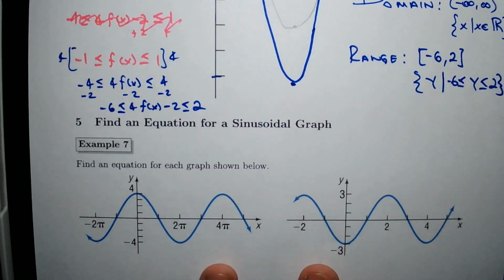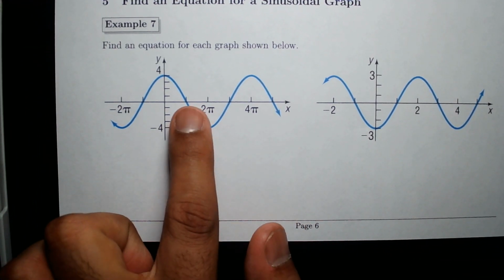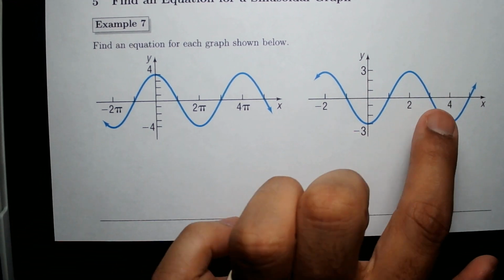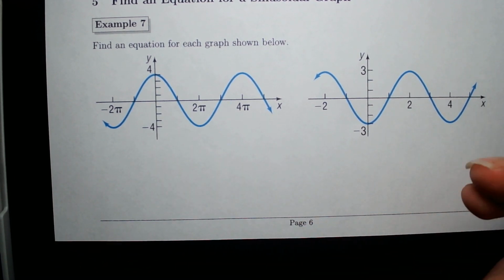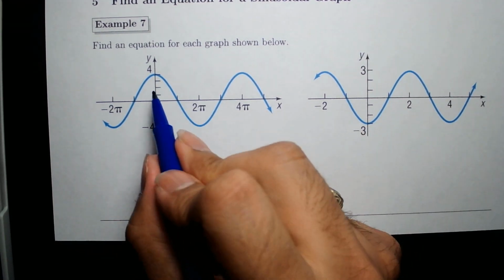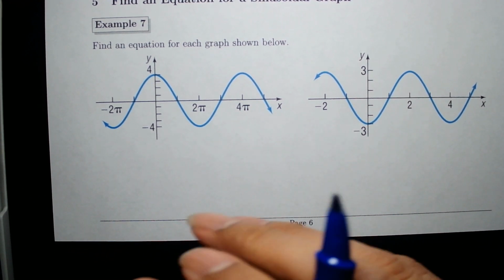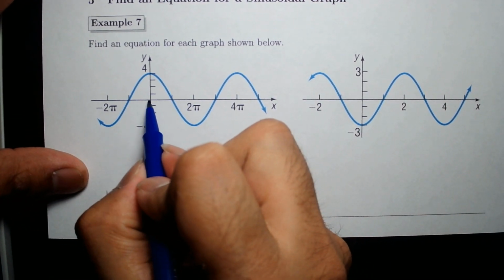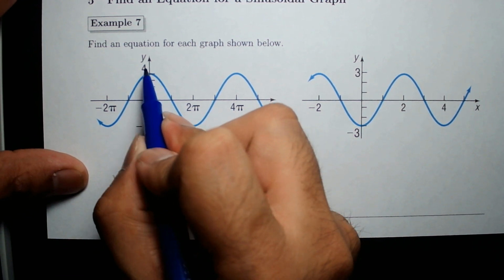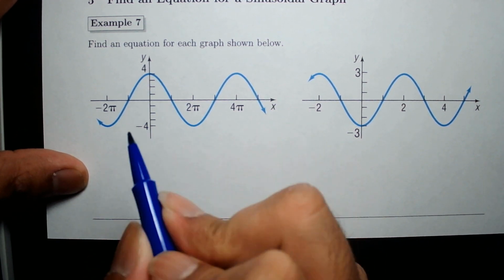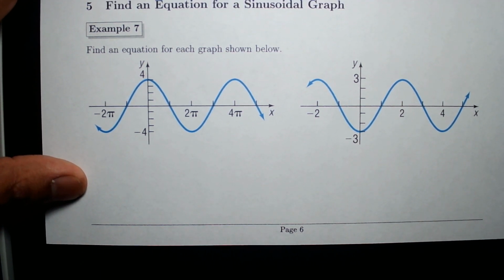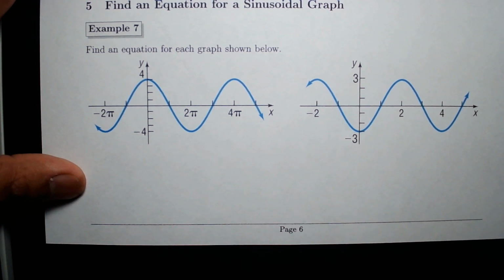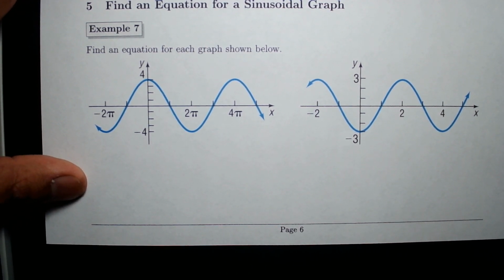All right, so now we're going to do the reverse, which is obtain an equation for the functions represented in each of the graphs. In this case, this first function makes me think that this is a cosine function. How do I know this is a cosine function? Well, because the graph is symmetric about the y-axis, which is an even function, and we know that the cosine function is an even function.